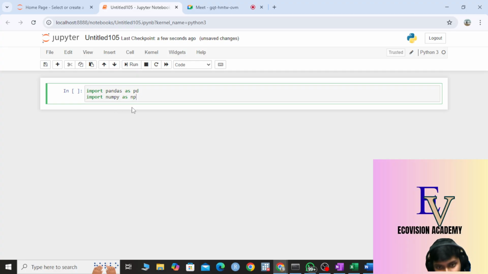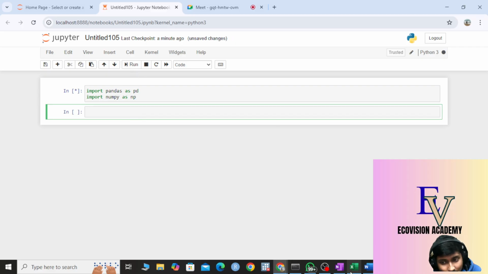What is the interpretation of these two lines? Can anyone tell me what we have done? Sir, we import NumPy to deal with number-related things, and pandas for data-related things. Very good. So we import the pandas library and give it the name pd, and the numpy library and give it the name np.